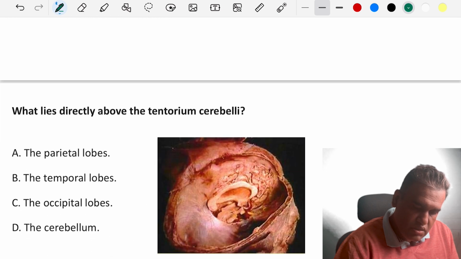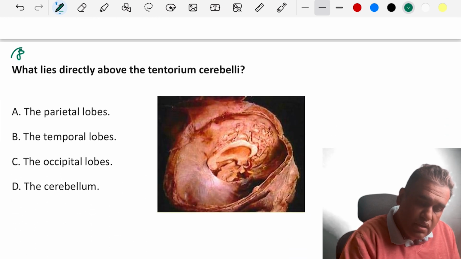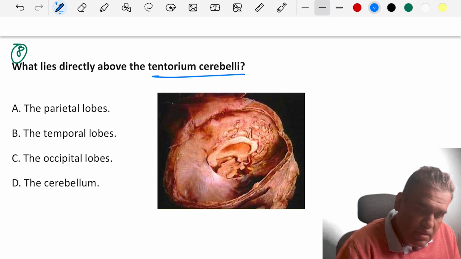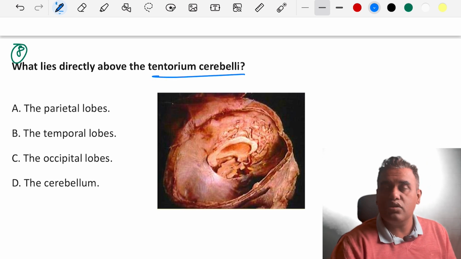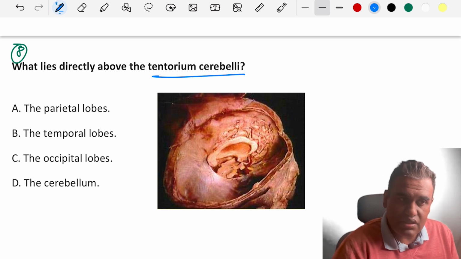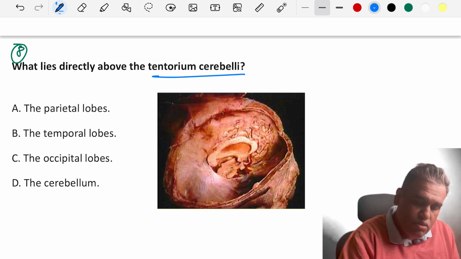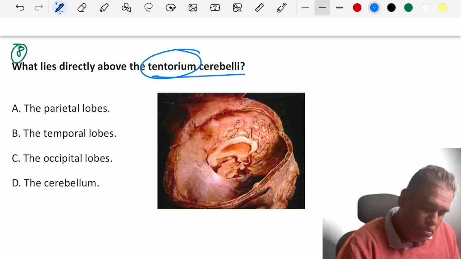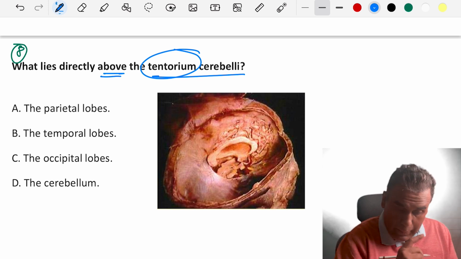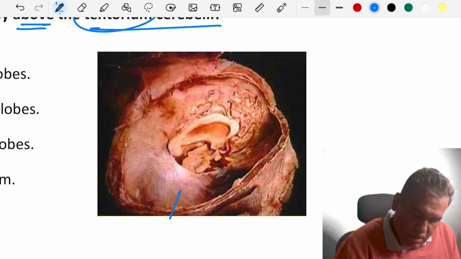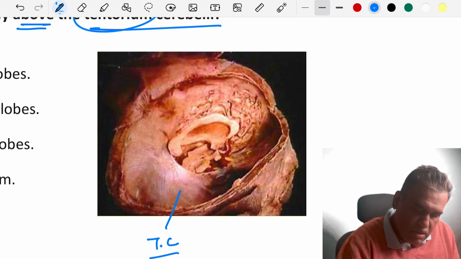So coming to the 8th question: what lies directly above the tentorium cerebelli? Tentorium cerebelli is actually a dural fold. It's a dural fold between the cerebellum below and some structure above it, because it forms a tent over the cerebellum, known as tentorium cerebelli. So they're asking what lies above the tentorium cerebelli. In this image, I'm just zooming in. This is the tentorium cerebelli (TC), and this is the falx cerebri.